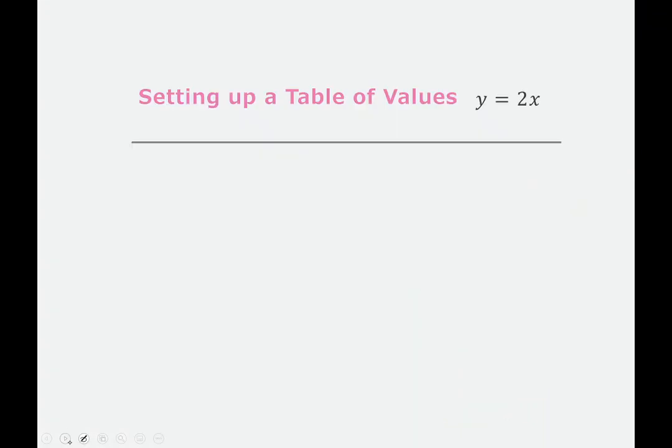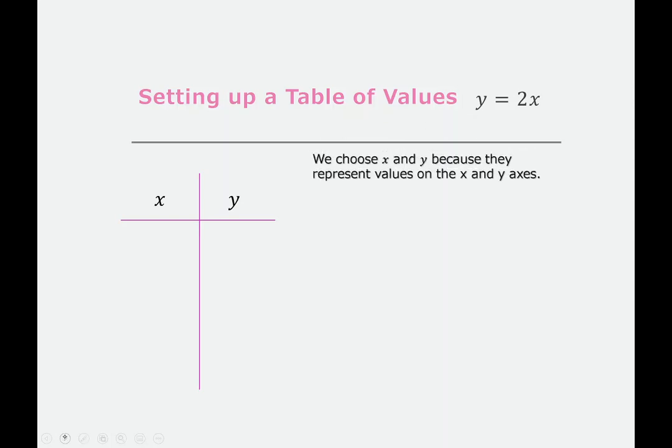Setting up the table. Setting up the table is rather easy. We need to set up a t-chart, and our columns will be x and y. We choose x and y, well, because we're dealing with values along our x and y axes. And since x is going to represent the independent variable, we can choose these values. We normally like to choose values that are easy to calculate. For example, x is 0.